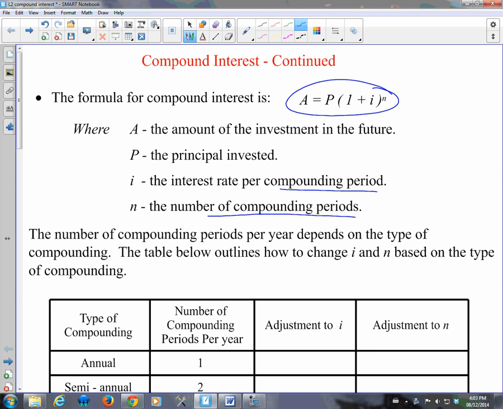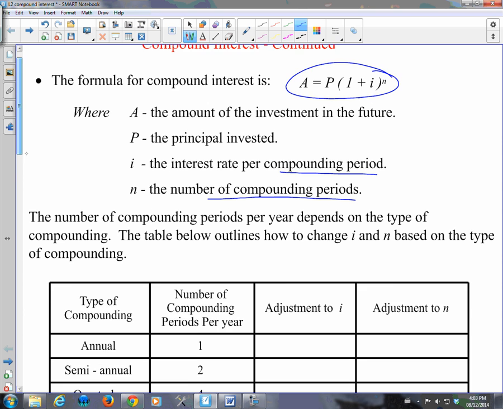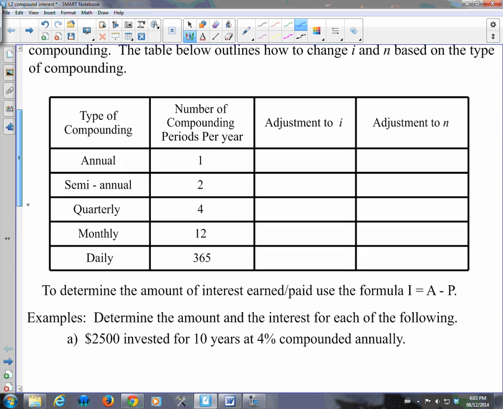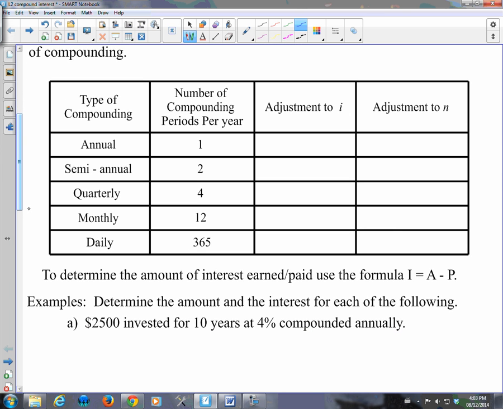The number of compounding periods in a year depends on the type of compounding. The table below outlines how to change i and n based on the type of compounding. Compounding just refers to how often they're calculating interest. When you have an annual type of compounding, interest is calculated one time per year. So there is no adjustment to i. i just stays the same. And there's no adjustment to n. n just stays the same.